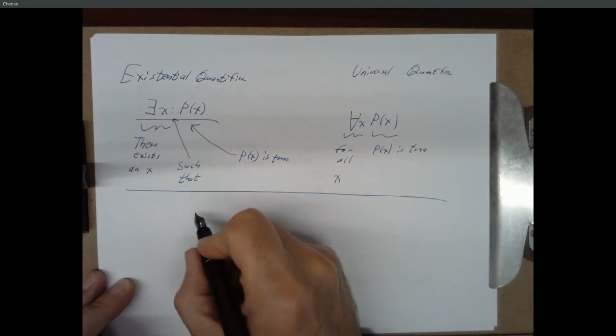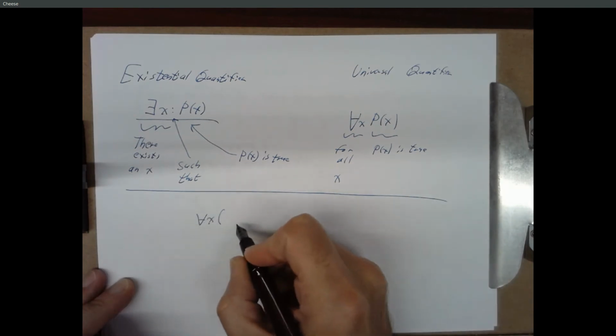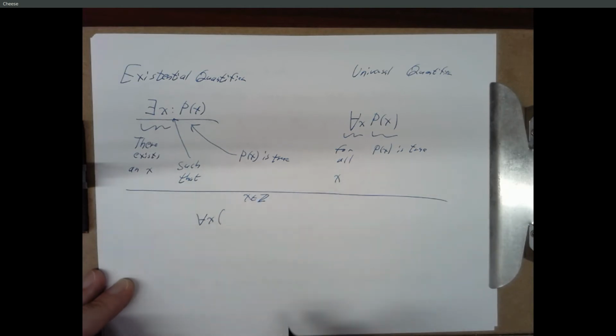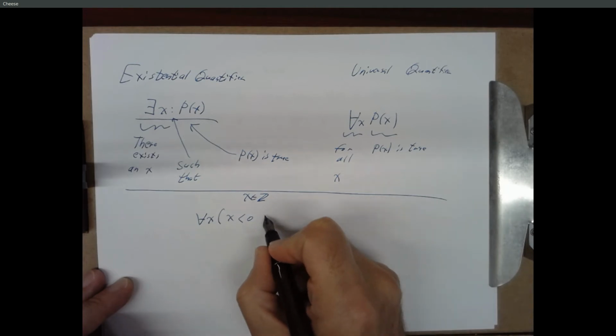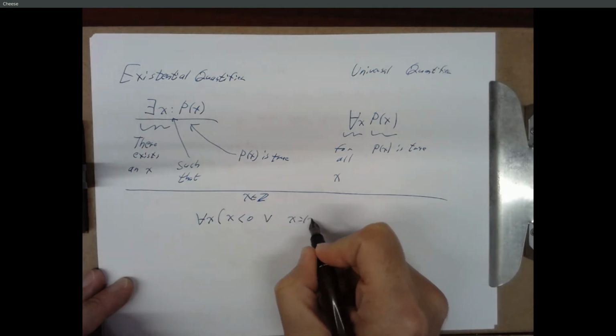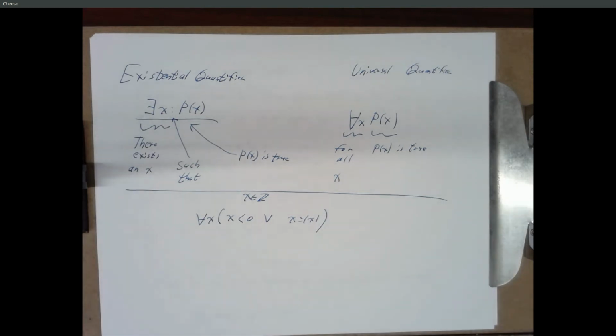So let's look at some other examples. And let's just work over the integers. So for all x, x is less than 0 or x equals the absolute value of x. Is that a true proposition? How many say true? How many say false? Lots of abstains. Yeah, that's a true proposition.